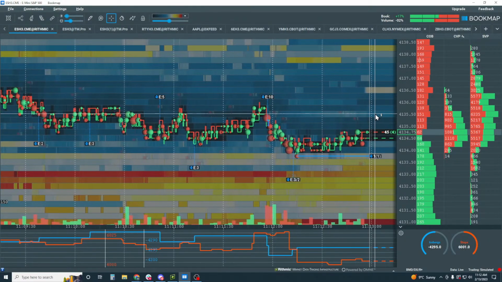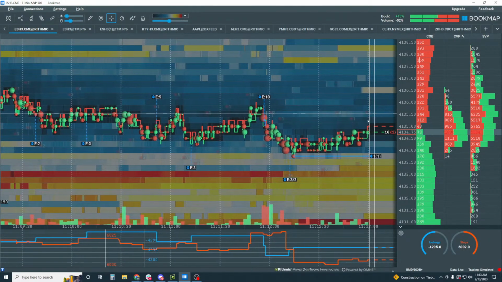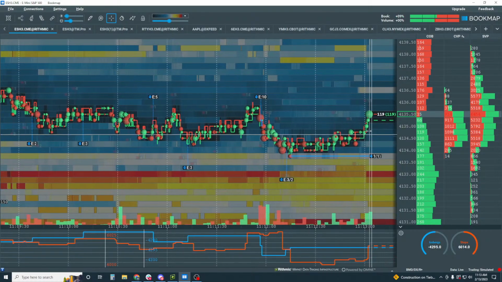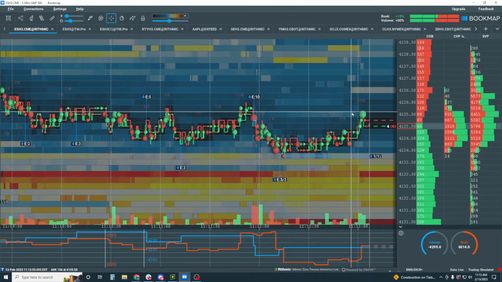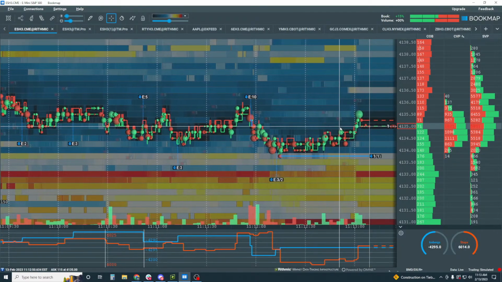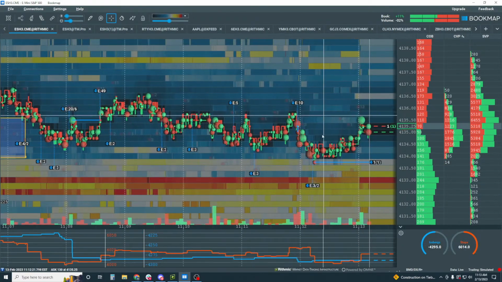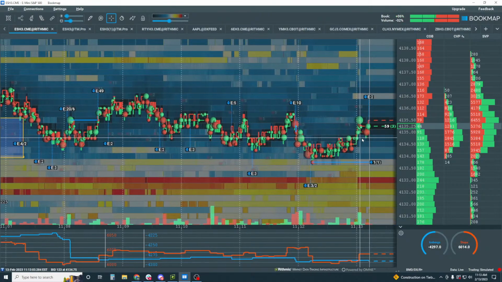Let's see if they move it up to 35 and a half. Here's a little bit more on the bid, and there we go. Okay, so we're just looking for that, and we got it. Now again, this is really just understanding the order flow here.